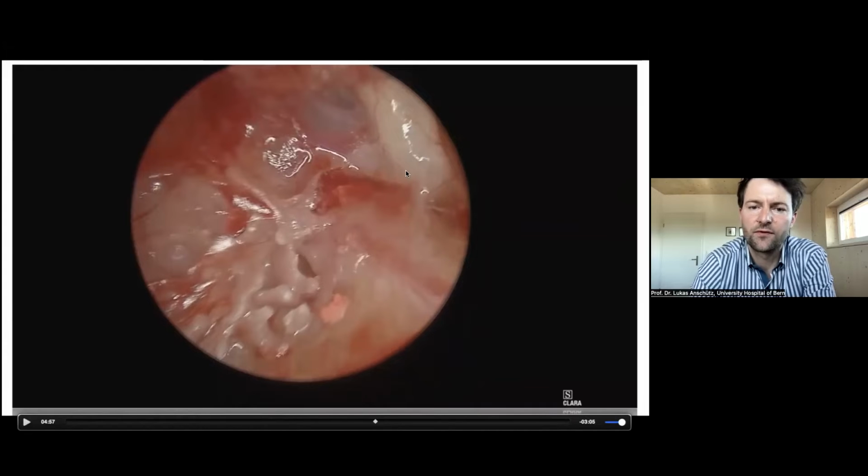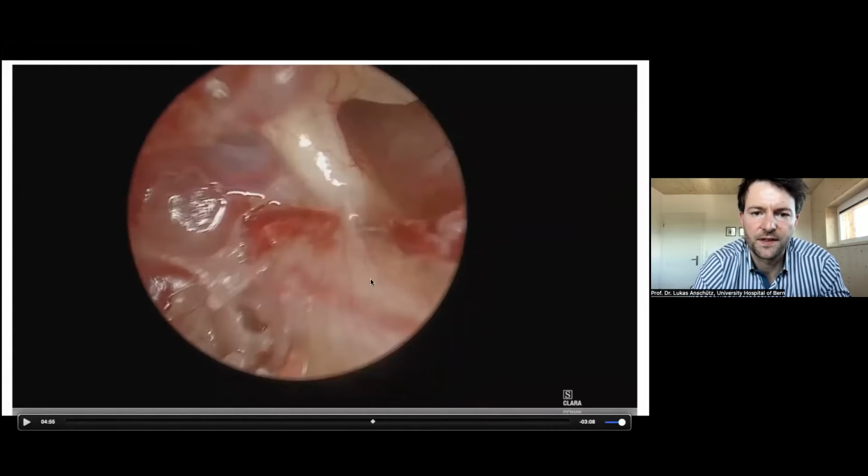This is the cochleariform process. You can see the tendon. You can see it very well. The tendon of the tensor tympani muscle. This is the promontory here below. And you can see that the tensor fold is completely closed.